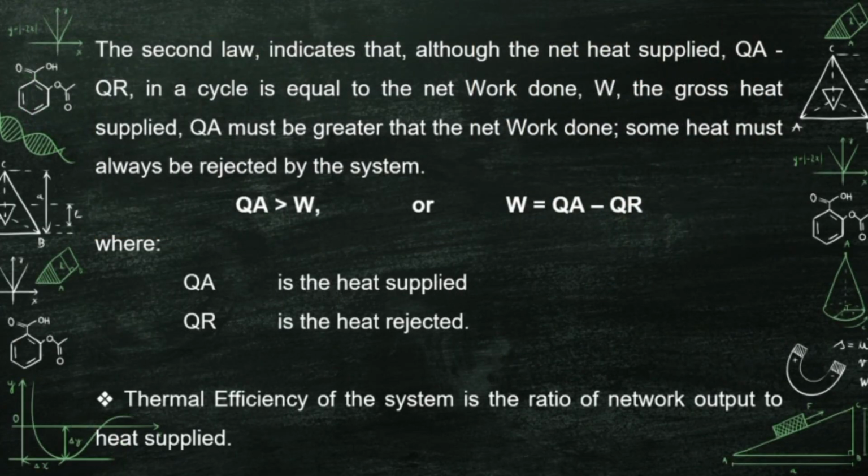And this slide explains why heat rejection is necessary. The heat supplied to the engine is always greater than the useful work produced. So why? Because some heat must always leave the system. That's why thermal efficiency can never reach 100%. The goal of engineers is to design machines that minimize heat loss as much as possible.